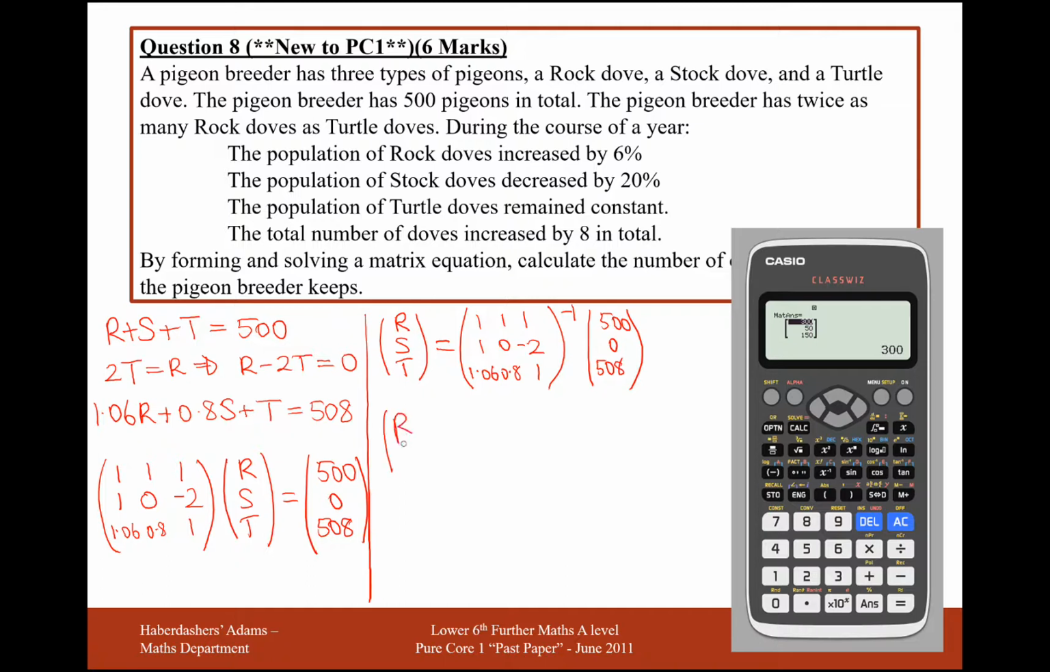So I'll write down R, S, and T equal 350 and 150. And then I'll write down a conclusion at the end. Rock doves equal 300. Stock doves equal 50. And turtle doves equal 150. 6 marks for that question.